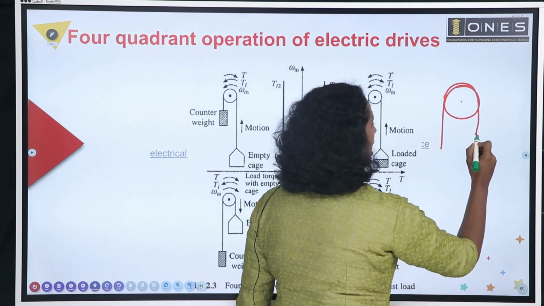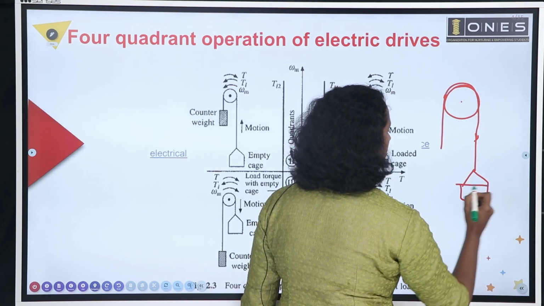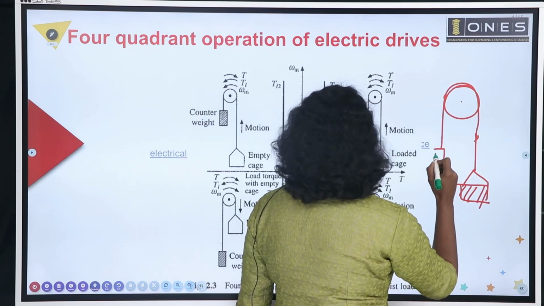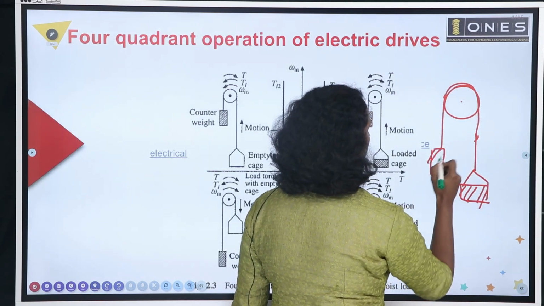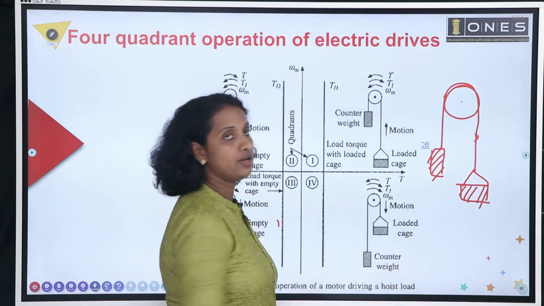Okay. And one side there is a loaded cage. Okay. Other side there is a counterweight. This cage can be loaded or empty.